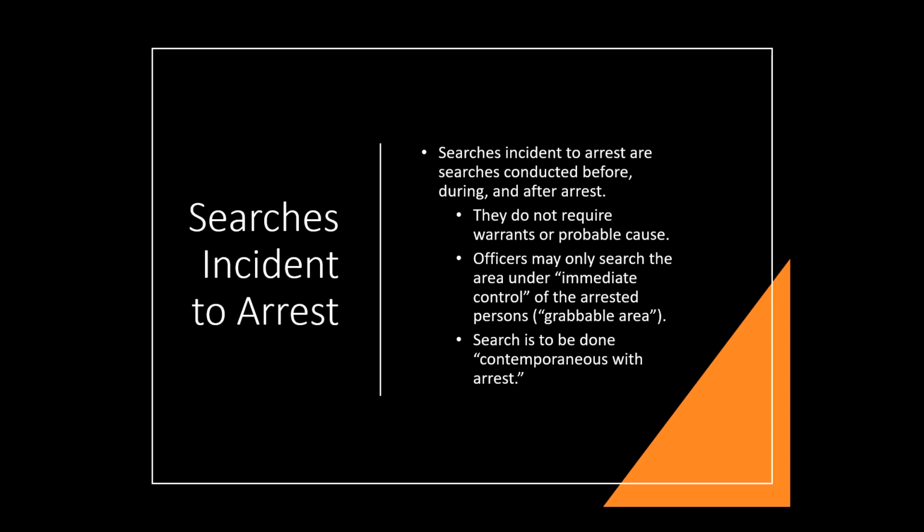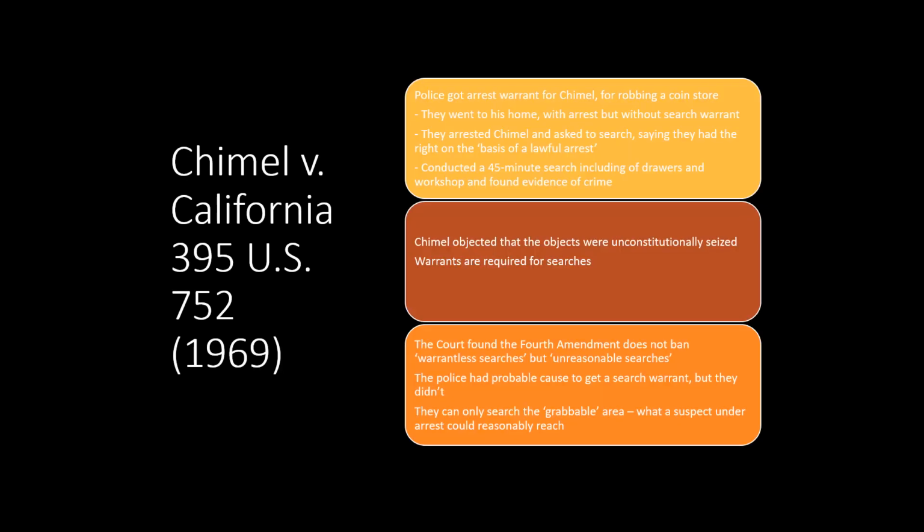So where did this come from? Well, we've got one of the most important legal cases, certainly in this chapter, the most important legal case is Chimel versus California. So the police go and get a warrant for Chimel. Now, he is being charged with robbing a coin store. So they go to his house. His wife is there as well. They have an arrest warrant, but they don't have a search warrant.